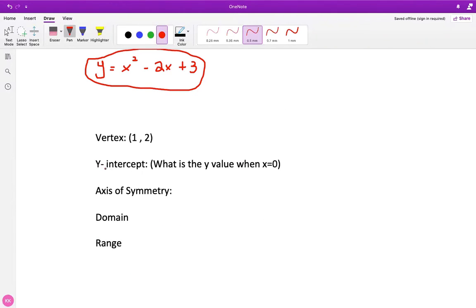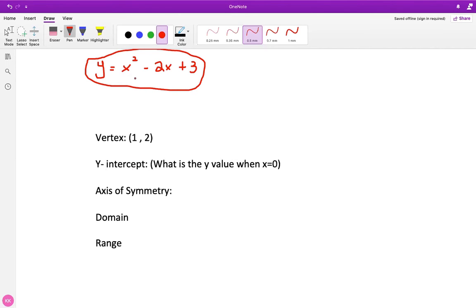So next I want to cover the y-intercept, axis of symmetry, domain, and the range for this function. So we have y equals x squared minus 2x plus 3. I want to determine the y-intercept. So basically the y-intercept is saying what is the y value when the x here equals 0. So I'm making x equal 0 and I want to figure out the y value.